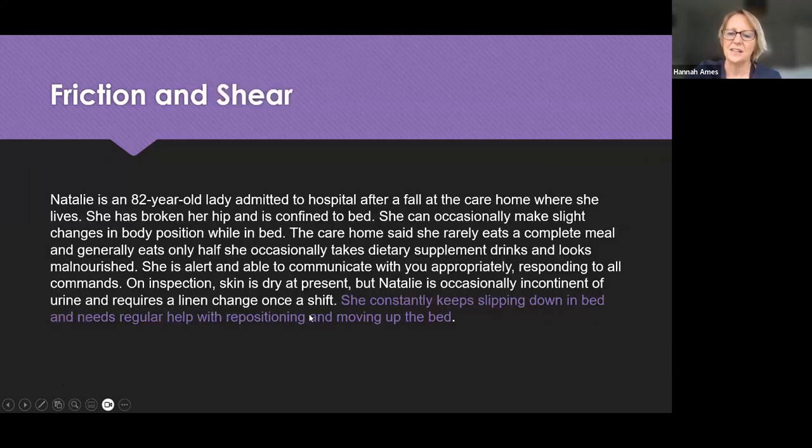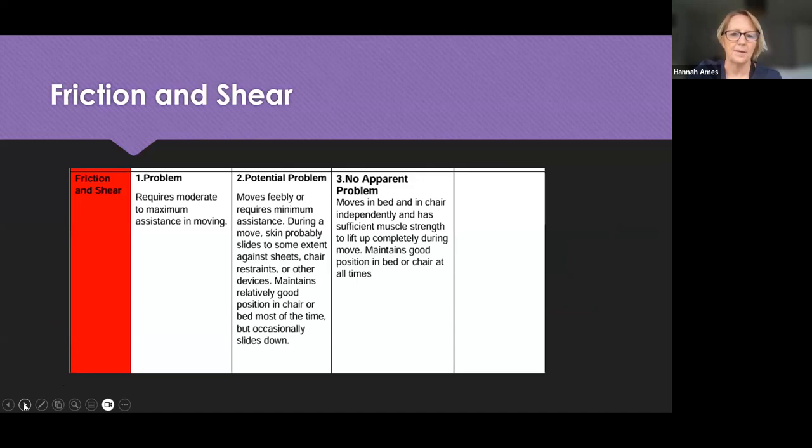And then friction and shear. She constantly keeps sliding down in the bed and needs regular help with repositioning and moving back up the bed. So she's definitely not a 2, does she? Because she needs more than minimal assistance, and she doesn't maintain a good position in the bed or chair by herself. So she's constantly moving down and requires assistance to be moved back up again. So that does put her as a number 1.